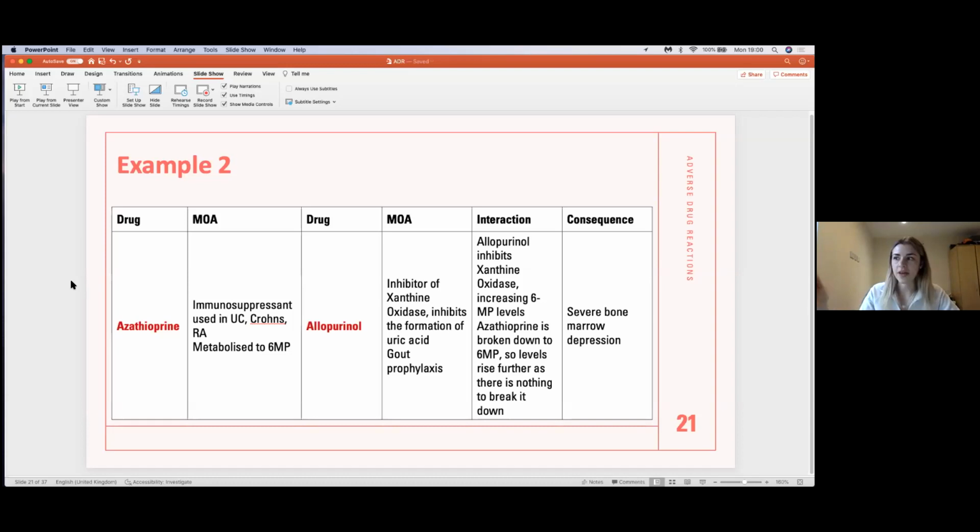rise even further, and there's nothing to break it down, so you've just got very high levels of 6-MP, and again you'll get severe bone marrow depression, and that's where you'll see your blood dyscrasias. So don't ever prescribe these two together.